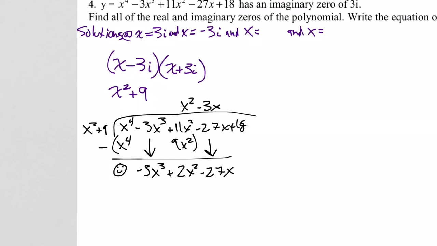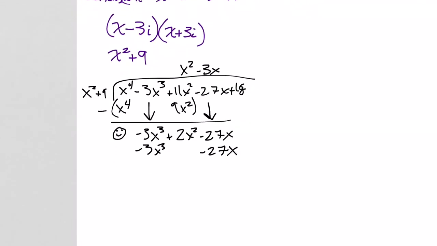Negative 3x times x squared is negative 3x cubed. Negative 3x times 9 is what? Negative 27x? Hey, look, that's the same thing. Interesting. Let's do our subtraction. Negative 3x cubed minus negative 3x cubed is 0. We're happy. 2x squared is not having anything subtracted from it. It's just coming down for the ride. Minus 27x minus minus 27x is 0. So plus 0x. I'm just going to make it a happy face because it's funny.